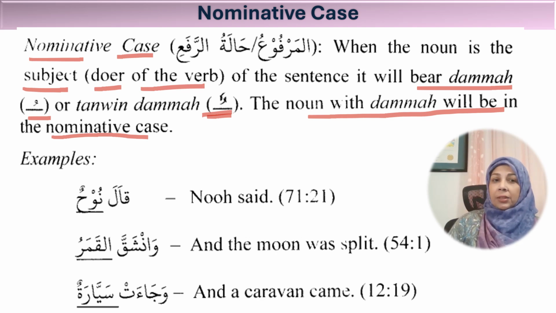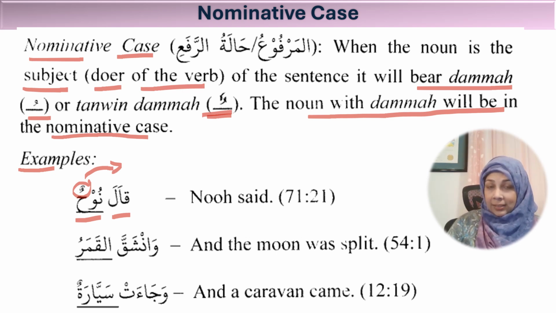So here are some examples that you have seen before. Qala Nuhun. So qala is the verb and Nuhun is the subject of this verb. And we observe here that it ends with a tanween Dhamma. So we say that Nuhun is the subject and it is in the nominative case. It is marfu'un.